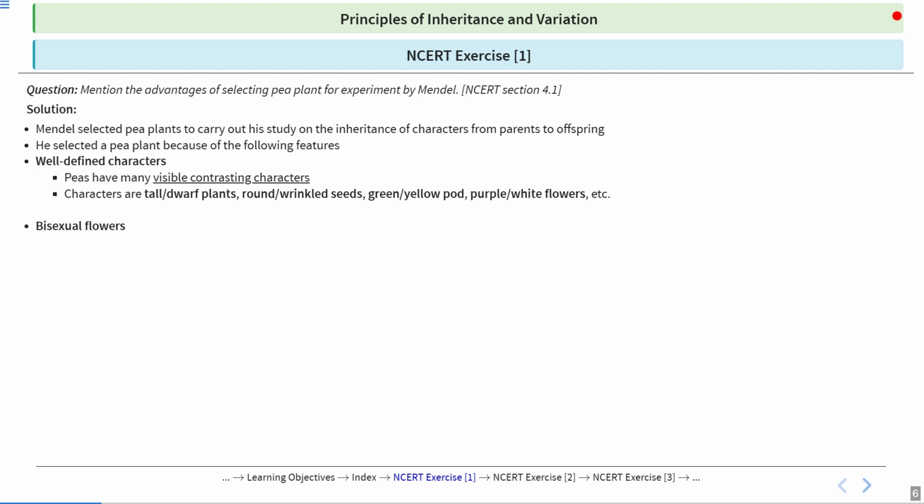What is self-pollination? When pollen from the anthers is transferred to the stigma of the same flower. This is known as self-pollination. This is known as selfing. So this was another reason Mendel chose pea plants, because their flowers are bisexual. Pea plants have bisexual flowers and therefore they can undergo self-pollination, or selfing, easily.